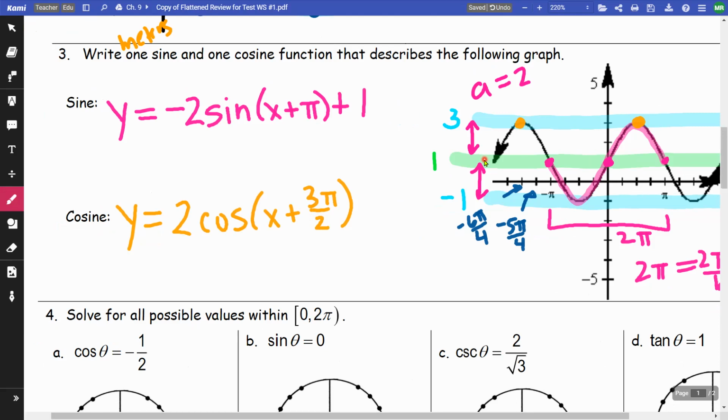And it still has the same vertical shift. So the only things that change between sine and cosine are maybe the sign of your amplitude here and this phase shift. Everything else will be the same. The B will be the same. The vertical shift will be the same.